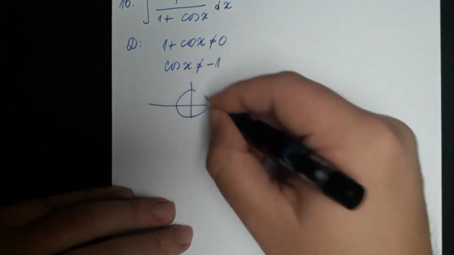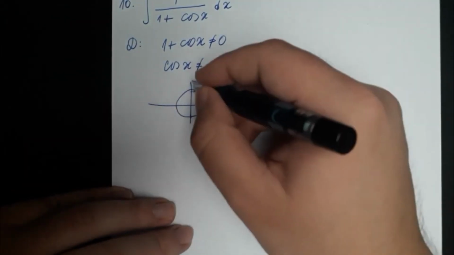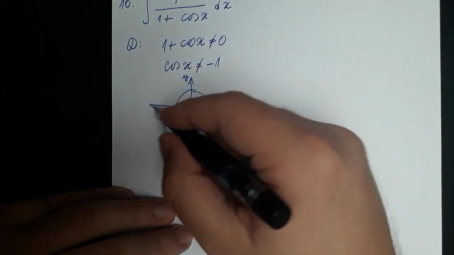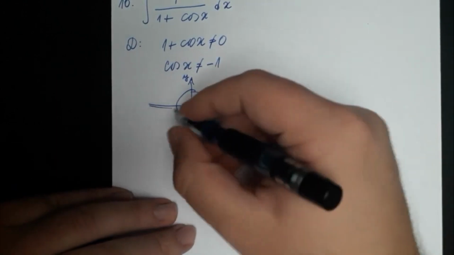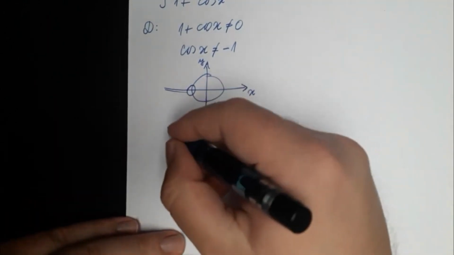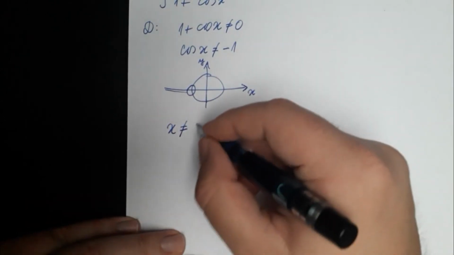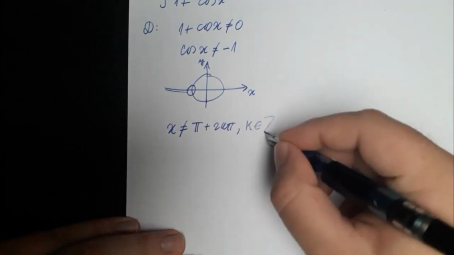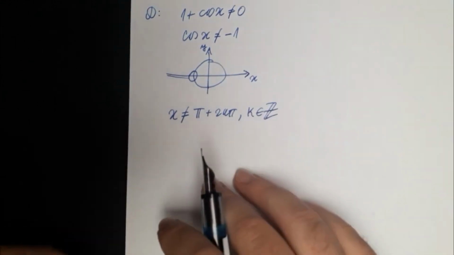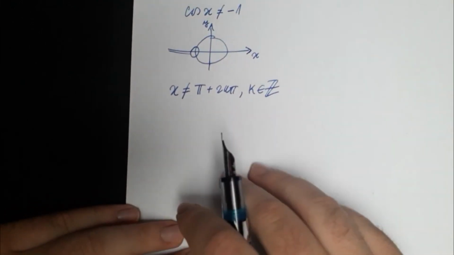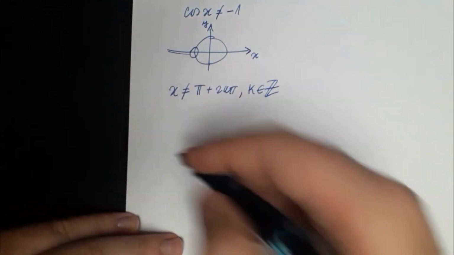Let's see what the trigonometric circle is going to tell us. Cosine is read from the x-axis. So minus 1 is this point right here. So x has to be different from pi plus 2kπ, where k is an integer. I'm going to show you one method how to solve this, and then we are going to solve this integral in a different method.